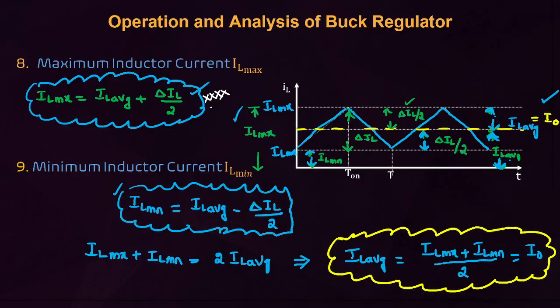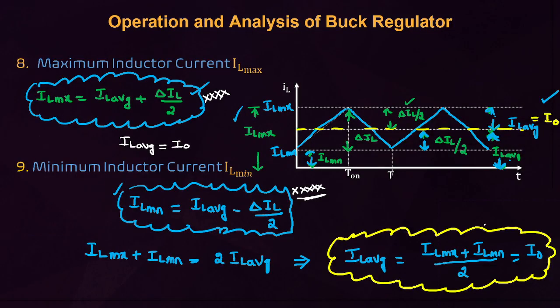Next, what is the maximum inductor current? The maximum inductor current equals IL average plus delta IL by 2. Delta IL is the peak to peak inductor ripple current. What is IL average, friends? In a buck regulator, IL average is equal to I0, which I already gave. Then what is the minimum inductor current? Every formula is important. Minimum inductor current equals IL average minus delta IL by 2, students.